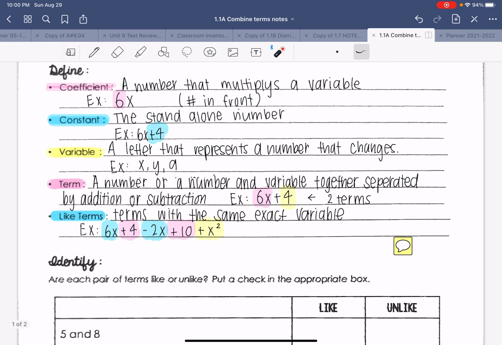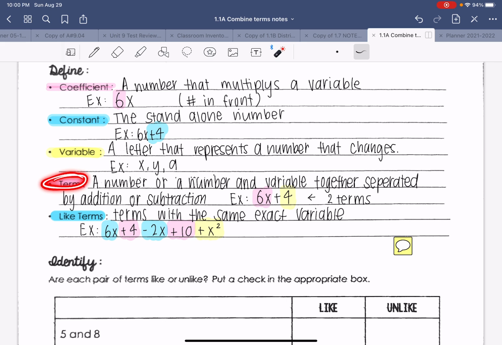A variable is a letter that represents a number that changes. So, for instance, x, y, a, h, b, it really doesn't matter. It's just the letter that's in the equation. It represents a number that we don't know yet.